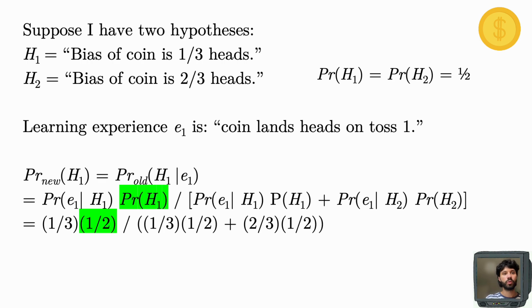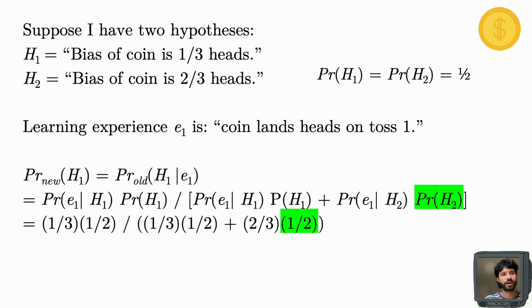How do we get this 1/2? Well, that's just our probability that you can see in the top right, our probability of H1. It's our old probability of H1, which is 1/2. And lastly, we have that the probability of E1 given H2 is 2/3. Why is that? Well, remember, probability of E1 given H2 asks, what's the probability that the coin lands heads on toss 1, given that the bias of the coin is 2/3? Well, it's 2/3.